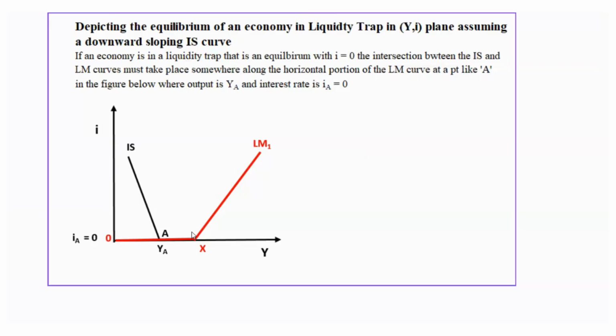So the economy is initially in a liquidity trap. The intersection between the IS and the LM curve will occur along the horizontal portion of the LM curve at a point like A in the figure below, where output is YA and the interest rate is zero, i.e. it has hit its zero lower bound, and hence the economy is in a liquidity trap.